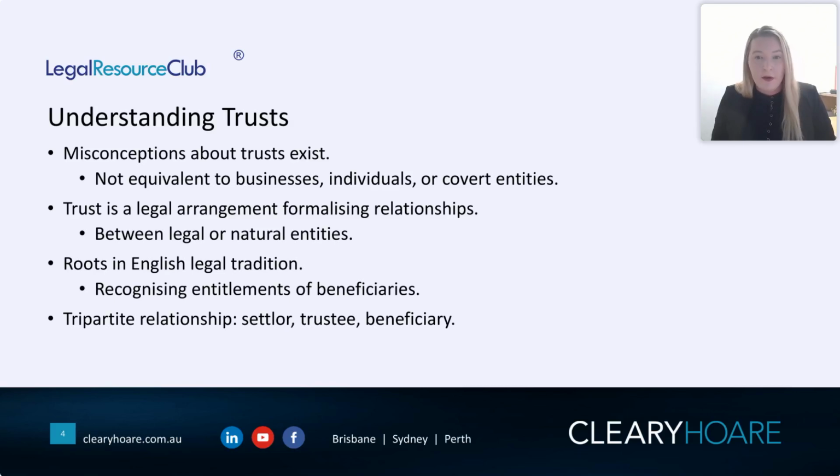And trusts obviously go back a long way. They go back to the English legal tradition where the courts first began to recognise that where a person is owning property, they're not always holding that property for the benefit of themselves. So sometimes they may be holding property for the benefit of others. And so it is that legal relationship that can give rise to what we know as a trust. And it is that relationship between the three parties, the settlor, the trustee, and the beneficiary. And we'll go through each of those different roles in a bit more detail shortly.